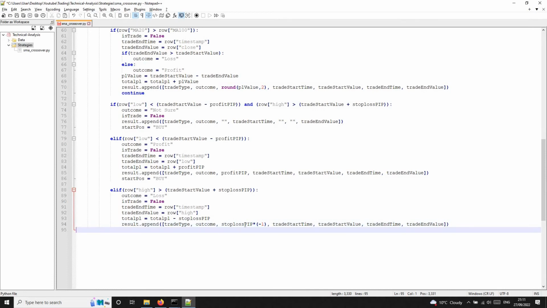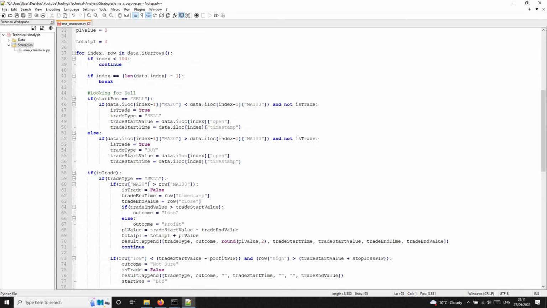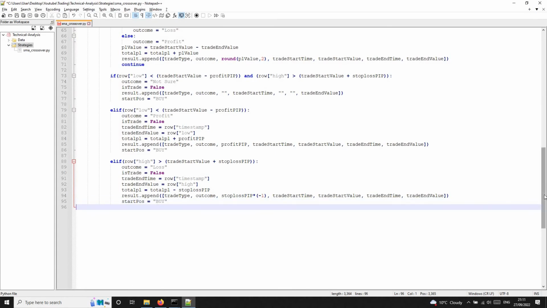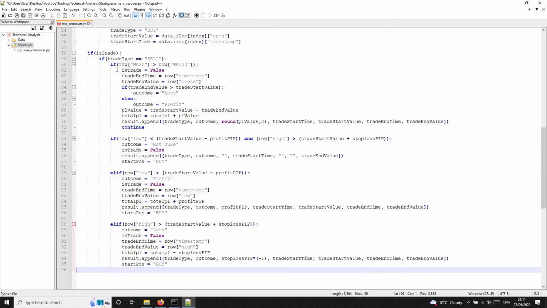And also when I'm capturing the result, as you can see, because we have given the stop loss 15 pips positive here, when I'm capturing the profit loss, I'm multiplying with -1, so that we can see, oh, this was loss, this was profit. Okay, so again, start position buy. So that covers our complete logic for the short sell when it was sell.